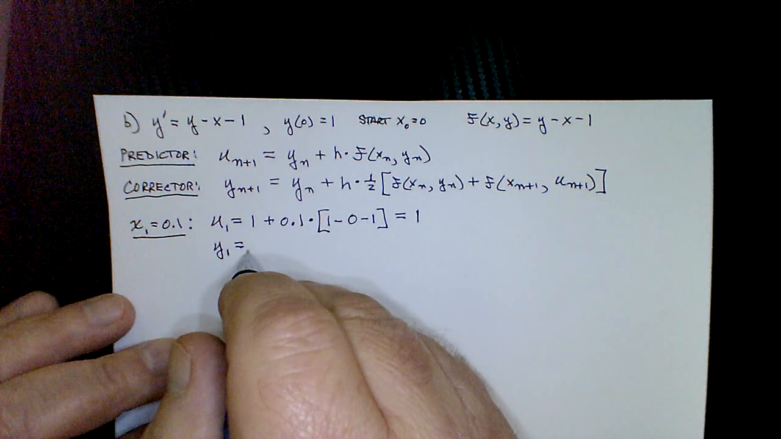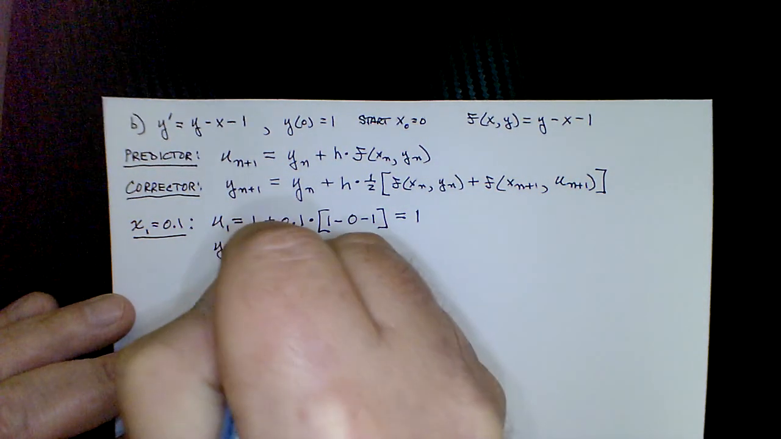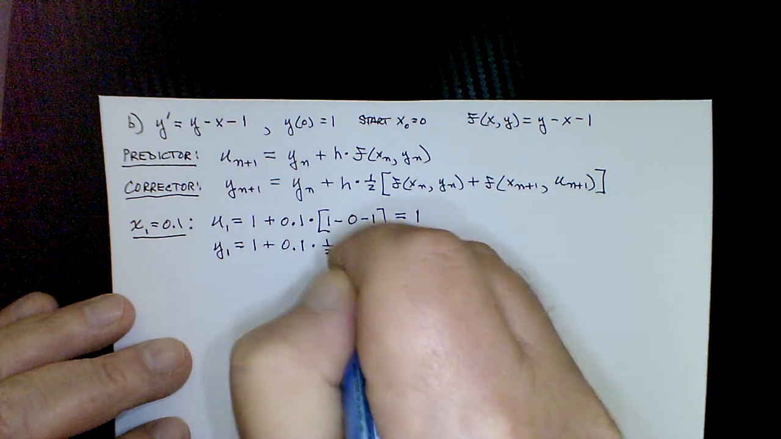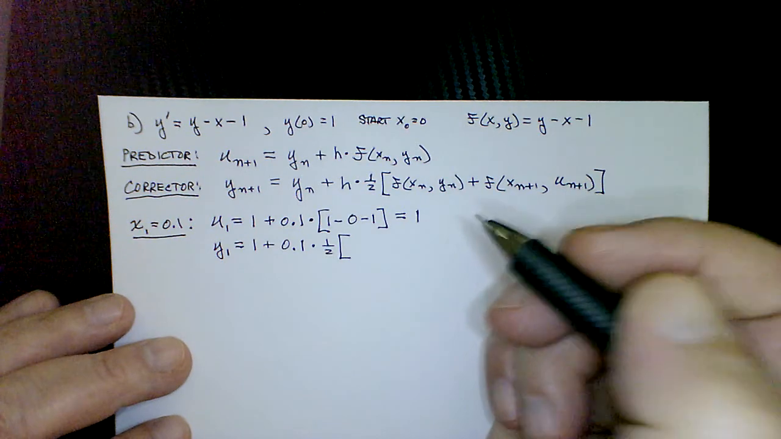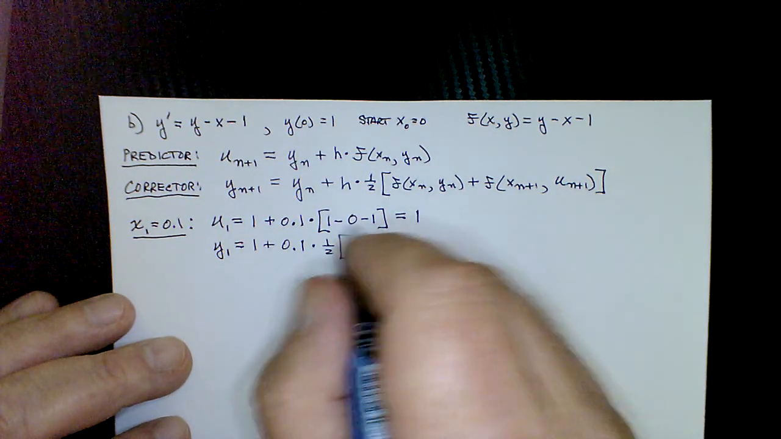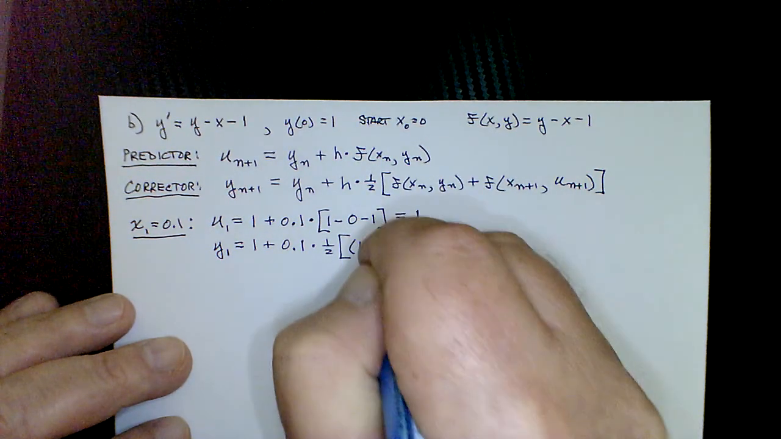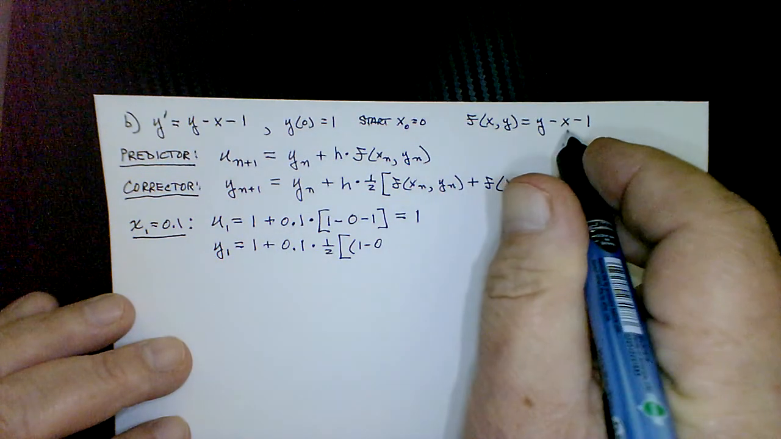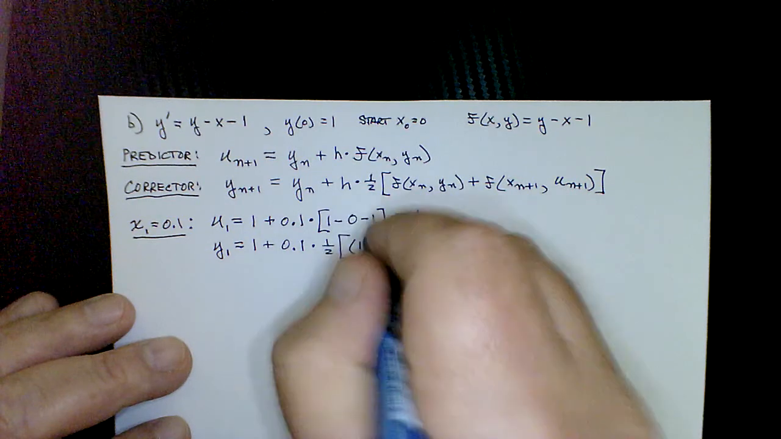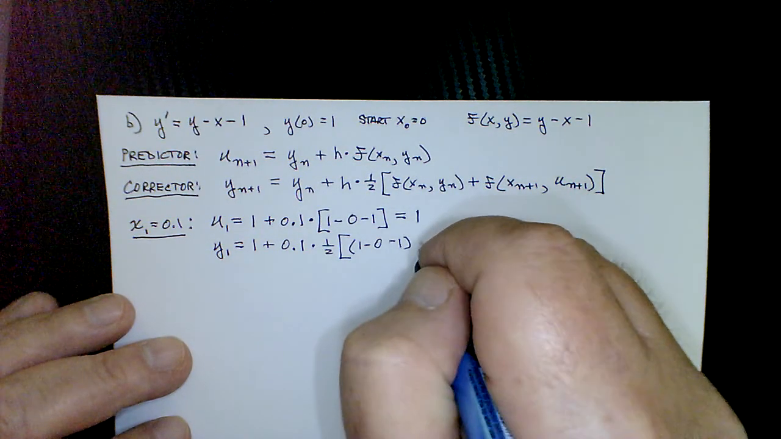Okay, it's going to be y sub n, so that's still this 1, plus the step size h, but now times 1/2 of, and then we're going to average the two slopes. The first slope is actually just going to be what this slope was, f of x sub n, y sub n, so you can see that's the same thing. So if you want to think about it again, y, which is 1, minus x, which is 0, minus 1, or you could just realize that it's always going to be this previous slope, and then plus, because we're averaging the two.